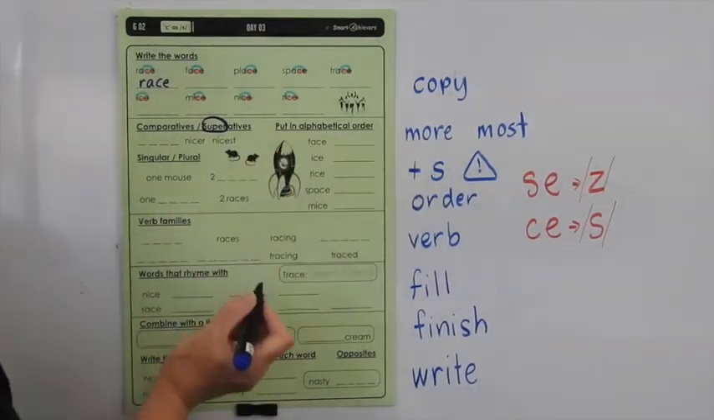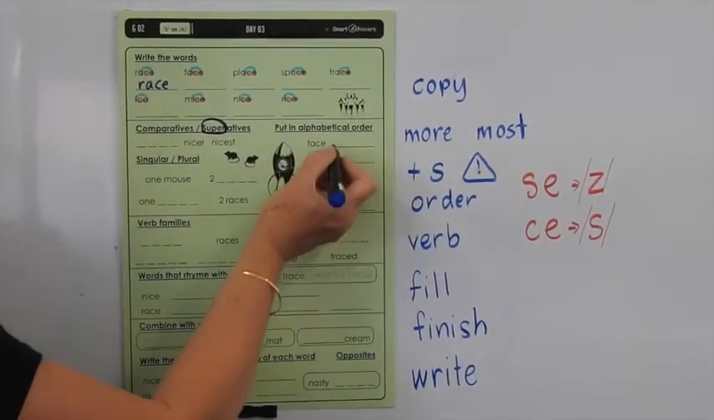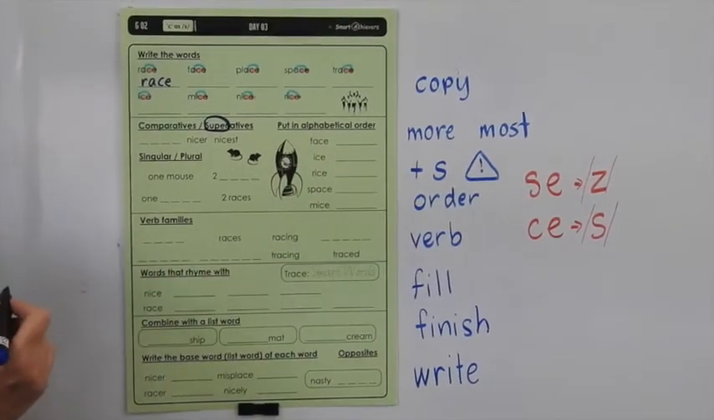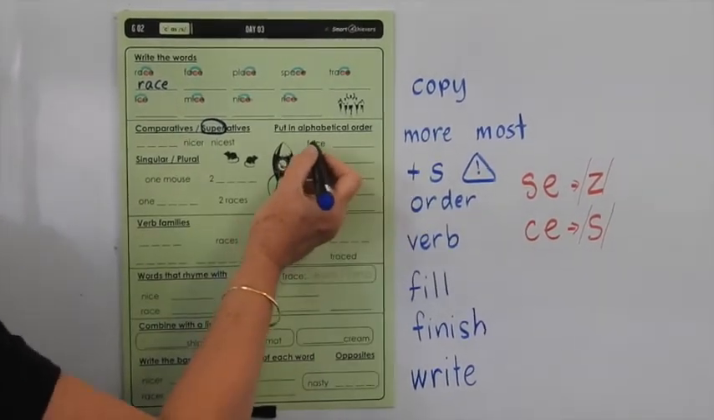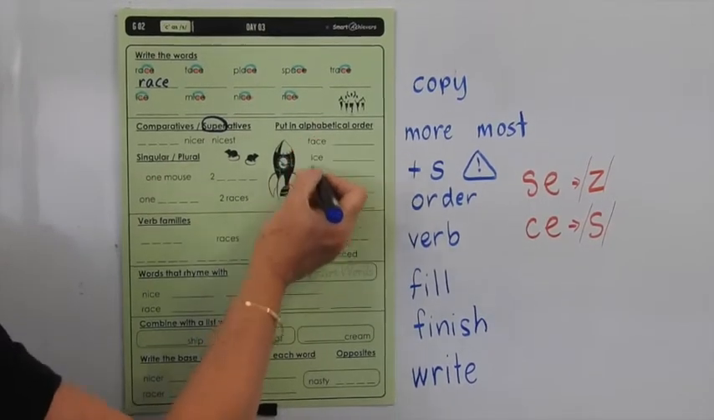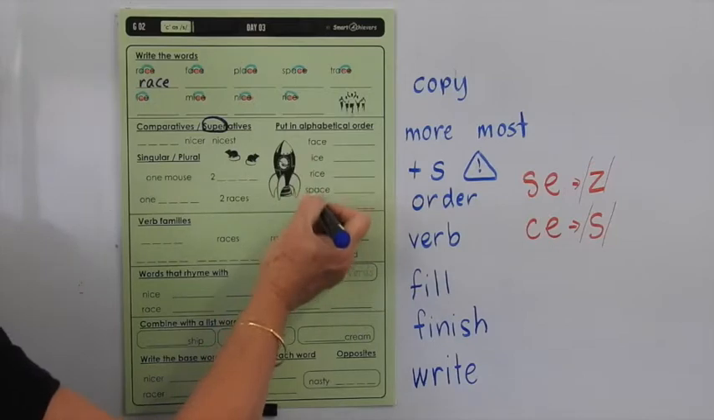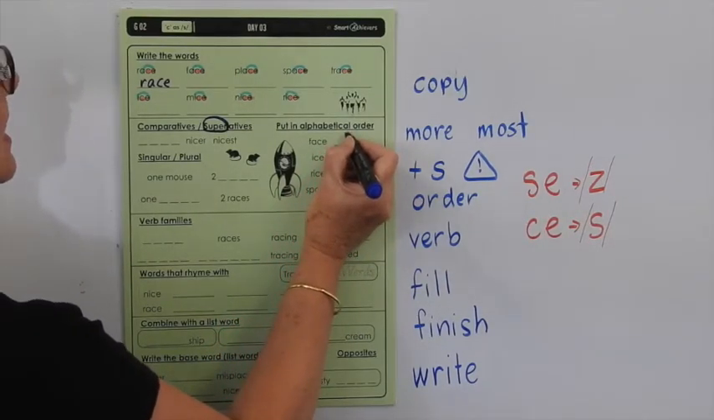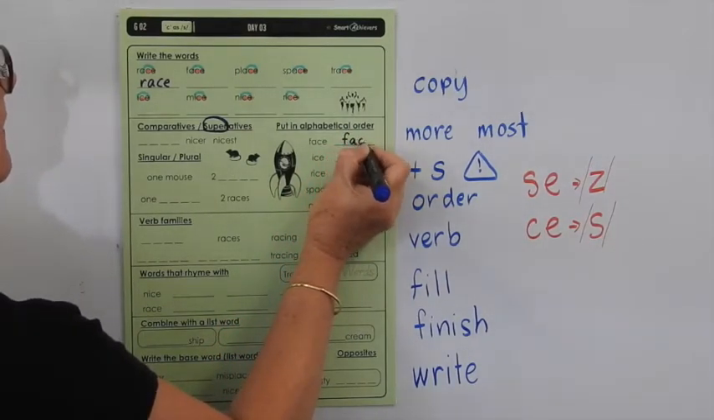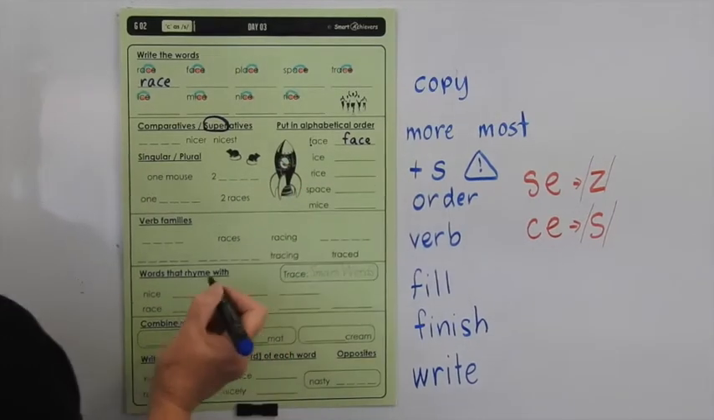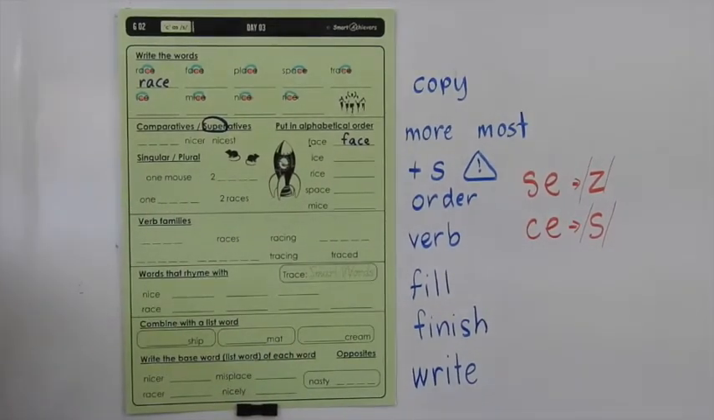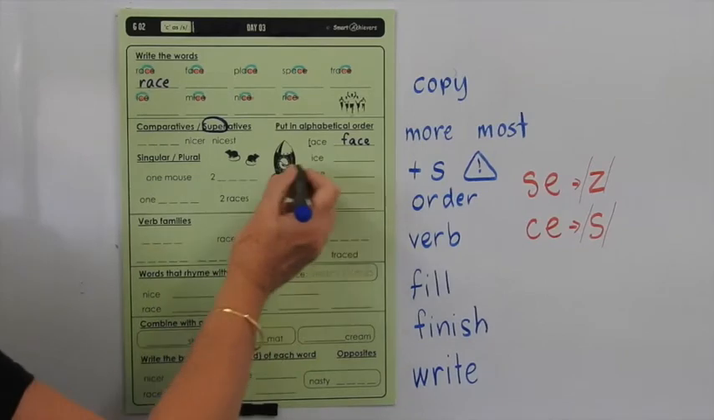Put in alphabetical order, so you've got to say the alphabet and write the words as they appear. So look at the first letter. Is there a word starting K? No. B? No. C? D? E? F? The first word is face. It's the first letter that comes through in the alphabet with those words there.